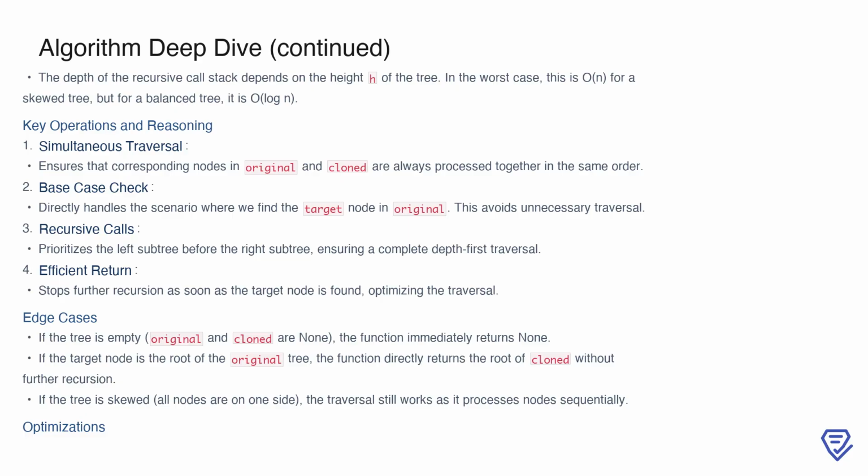Key operations of this algorithm include the simultaneous traversal of both trees, ensuring that corresponding nodes are processed in sync. The base case check is critical, as it allows us to stop further recursion as soon as a match is found, optimizing the traversal. By prioritizing the left subtree before the right, the algorithm performs a complete depth-first traversal. The approach also handles edge cases effectively, such as when the original tree is empty, or when the target node is the root. If the tree is skewed, the algorithm still processes nodes sequentially, demonstrating its robustness.